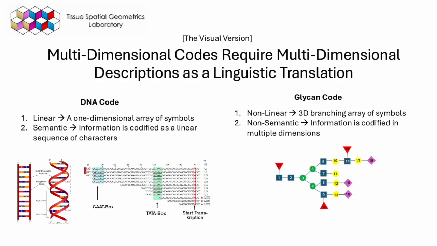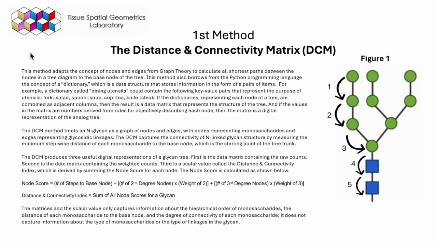The glycan code, however, is nonlinear in that it consists of a 3D branching array of symbols, and it's non-semantic, meaning information is codified in multiple dimensions. Therefore, in order to translate, like as in a language, a 3D code, we need a multidimensional approach. So here is the written description of the method, which I will not go through.